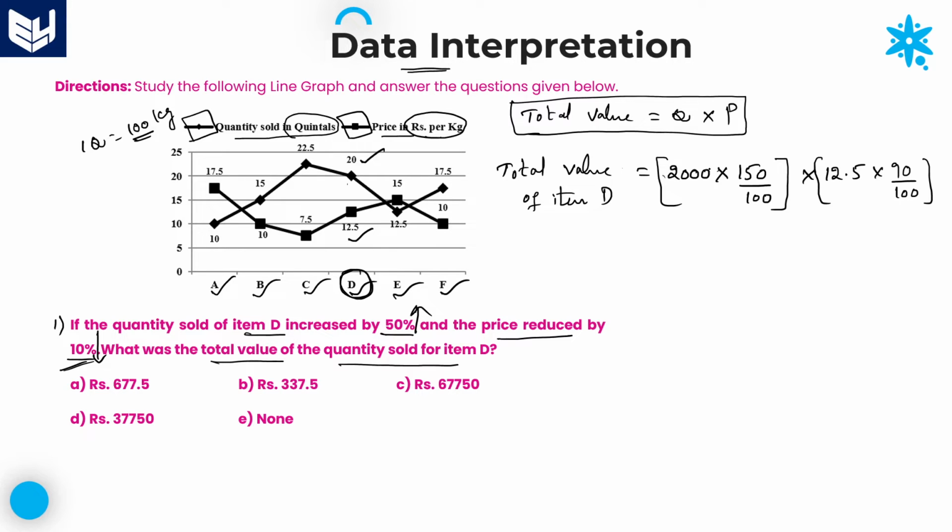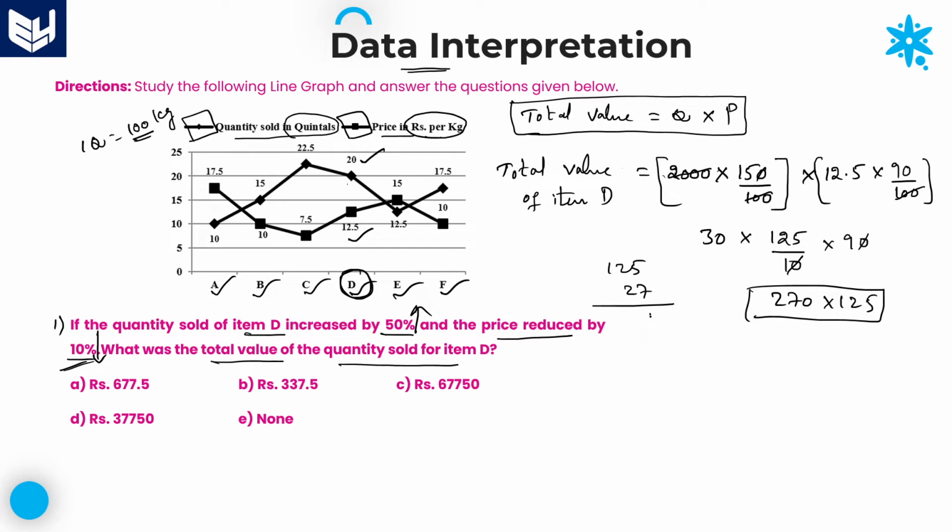Now see here, 4 zeros get cancelled, and the values left over are 2 into 15, that is 30, into 12.5, which you can write as 125 divided by 10, into 90. Here 0 gets cancelled. Now multiply the entire product. 3 into 9 is 27. So 270 into 125 is our required answer. You just calculate 125 and 27.